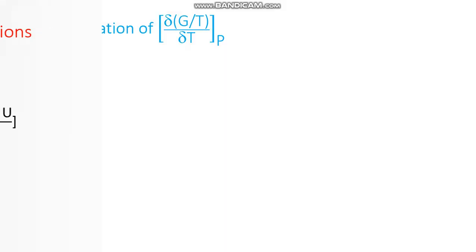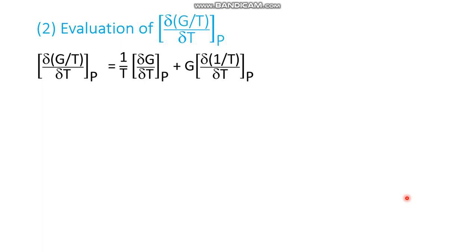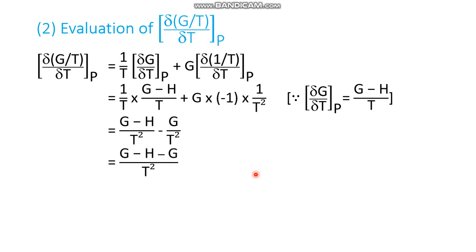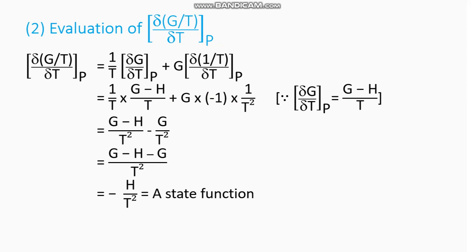Okay. Now let's evaluate del of G by T with respect to del T at constant pressure. So simply, 1 by T constant, differentiation of G, plus G constant, differentiation of 1 by T. The result is 1 by T into (G minus H by T), because del G del T at constant P is nothing but G minus H by T, equation number 4, and here G into minus 1 by T squared. So the final result is minus H by T squared. This is yet another state function.